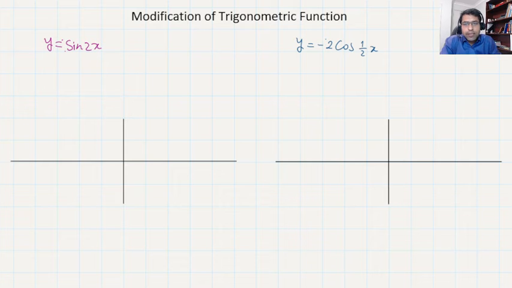In this video, we are going to see the modification of trigonometric function by changing the period. As I showed in my previous video, when you have the value before x, which we are considering as b, in order to get the period, we just need to divide with that number.